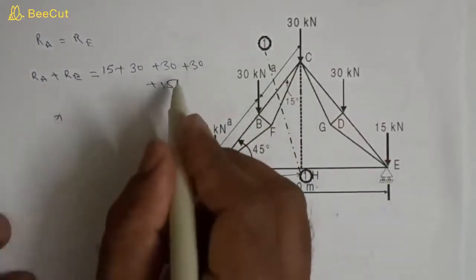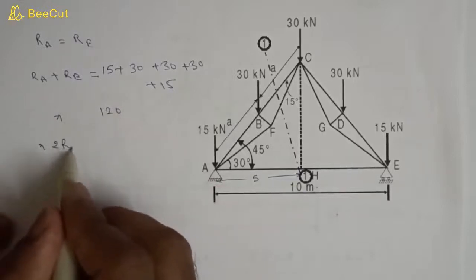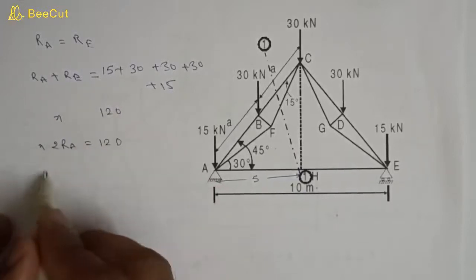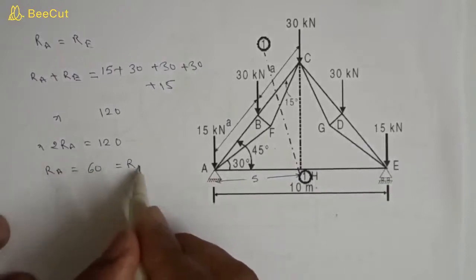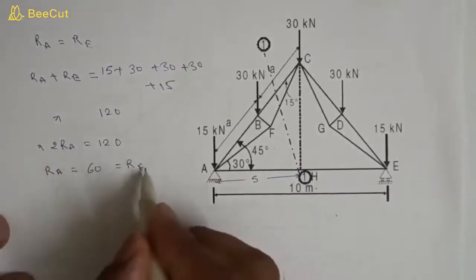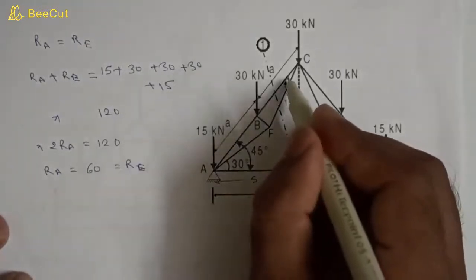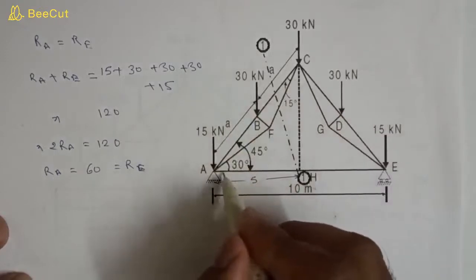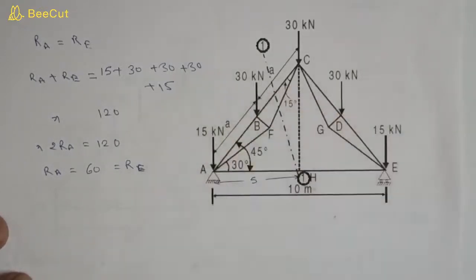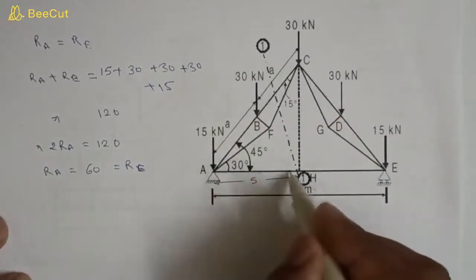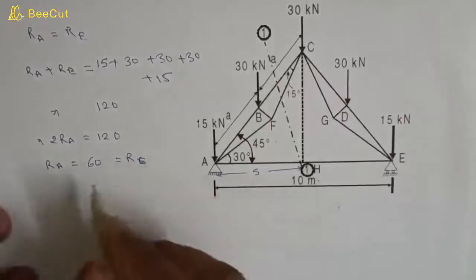So it will become 120. So 2 RA will become 120, or RA we can write as 60, equal to RE. So we have found the reactions. Now this angle is given as 15 degrees. So if this is 45 degrees and this is 15 degrees, then this angle is 90 degrees. The sum of all the angles of a triangle should be 180 degrees.